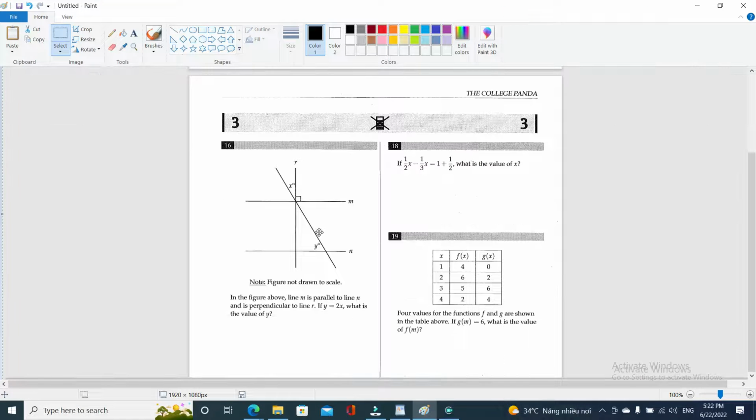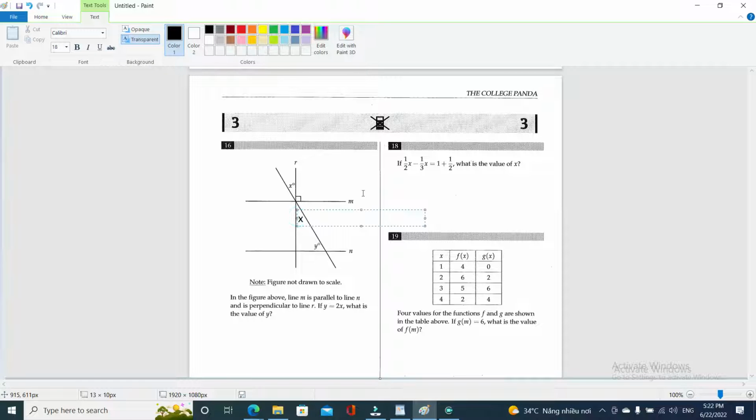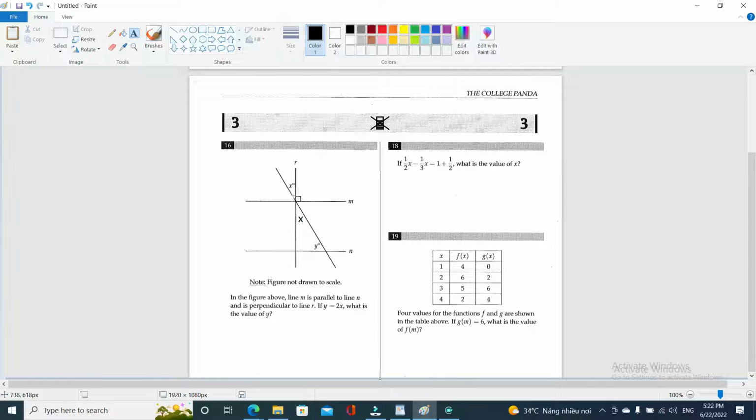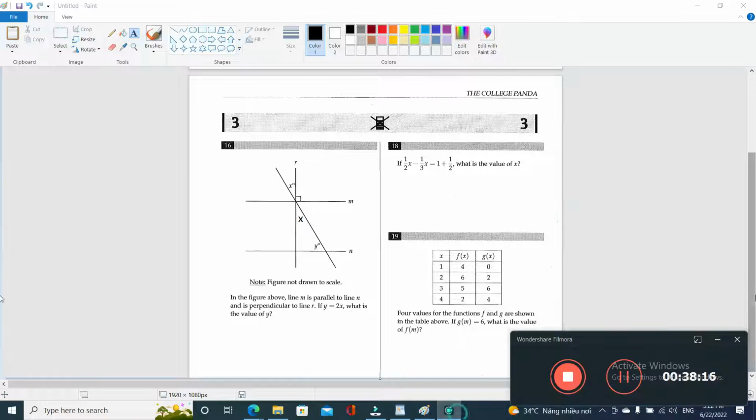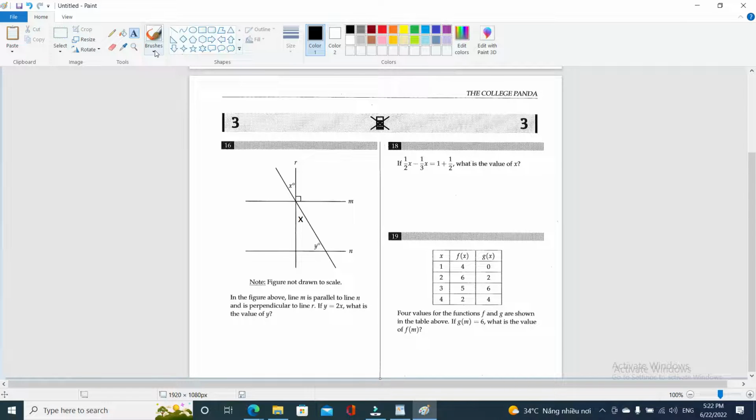Alright, so we know that this angle is x. This angle is x because they are two opposite angles, right? The angle in red here is also x because they are opposite angles. So here, this angle is x, right?